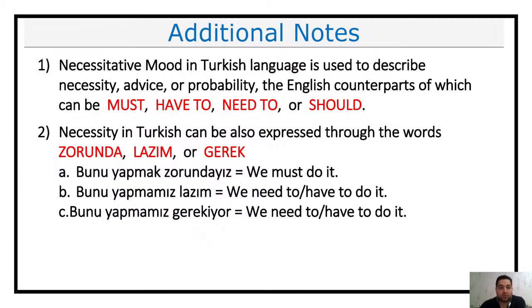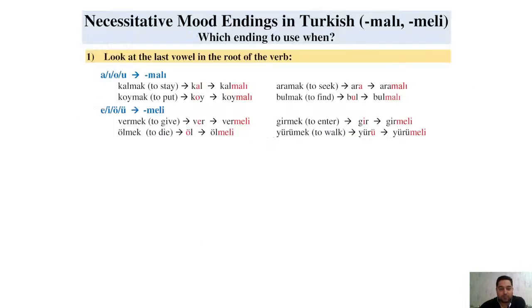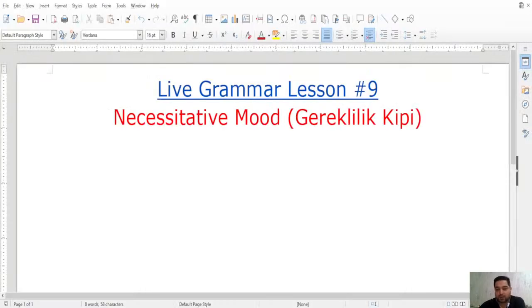But zorunda, lazım, and gerek, we usually use them separately, and that's basically the structure that you have below. I didn't give a very broad explanation of these three, but I gave you examples so that you understand how we change the structure to make it different persons. So let's look now at a couple of examples before we finish our lesson. You can also ask questions if you have any. Let me just go with this one. Okay, so let's go with a couple of examples.